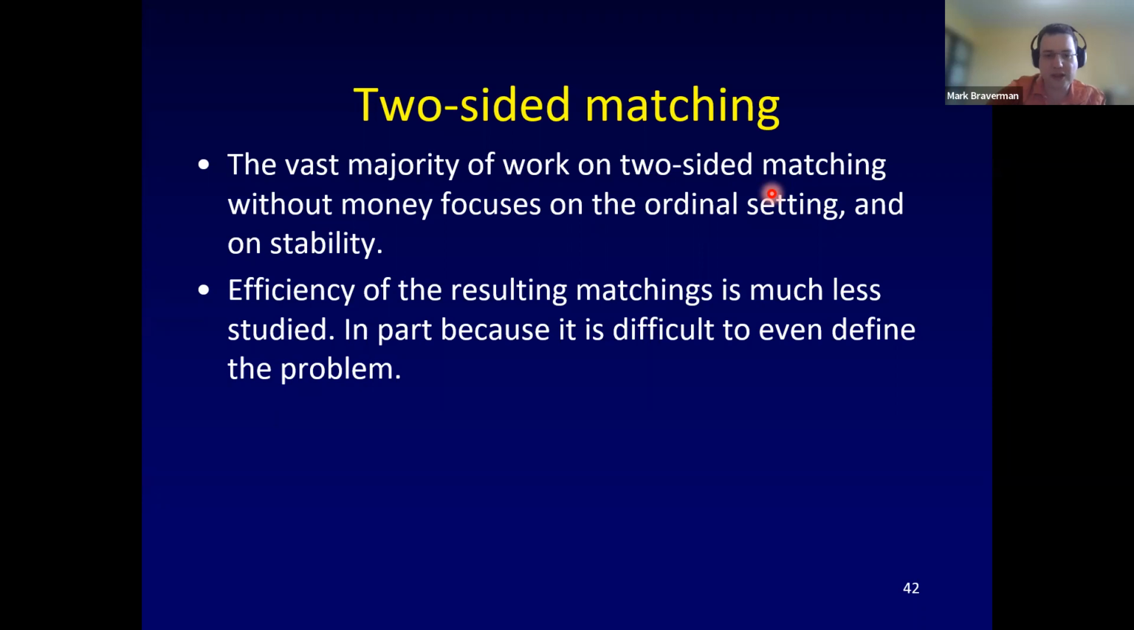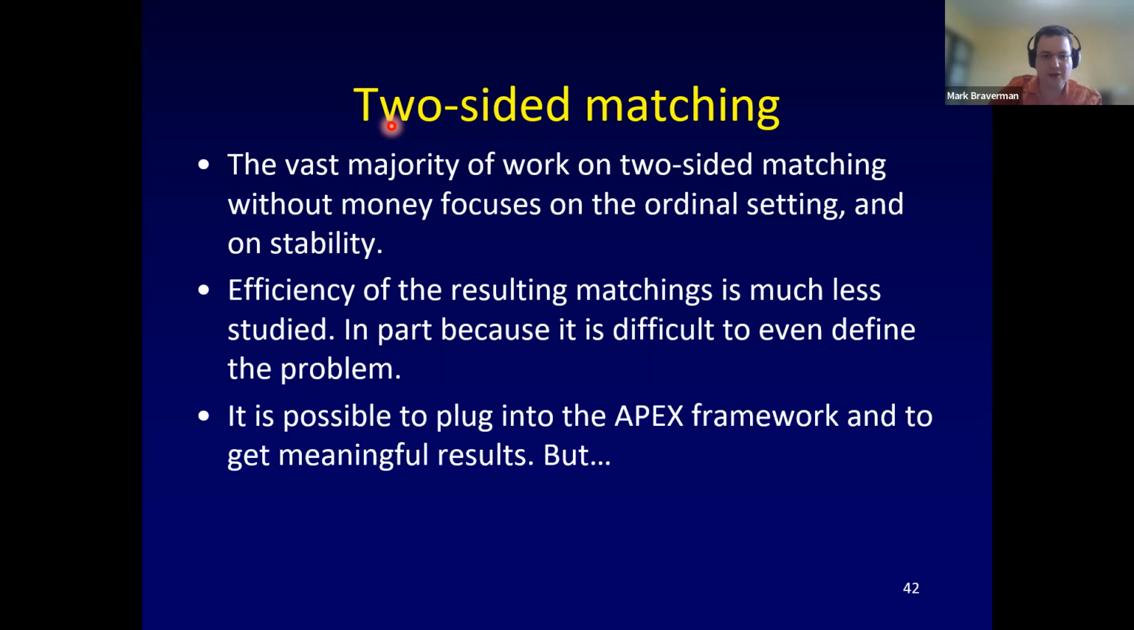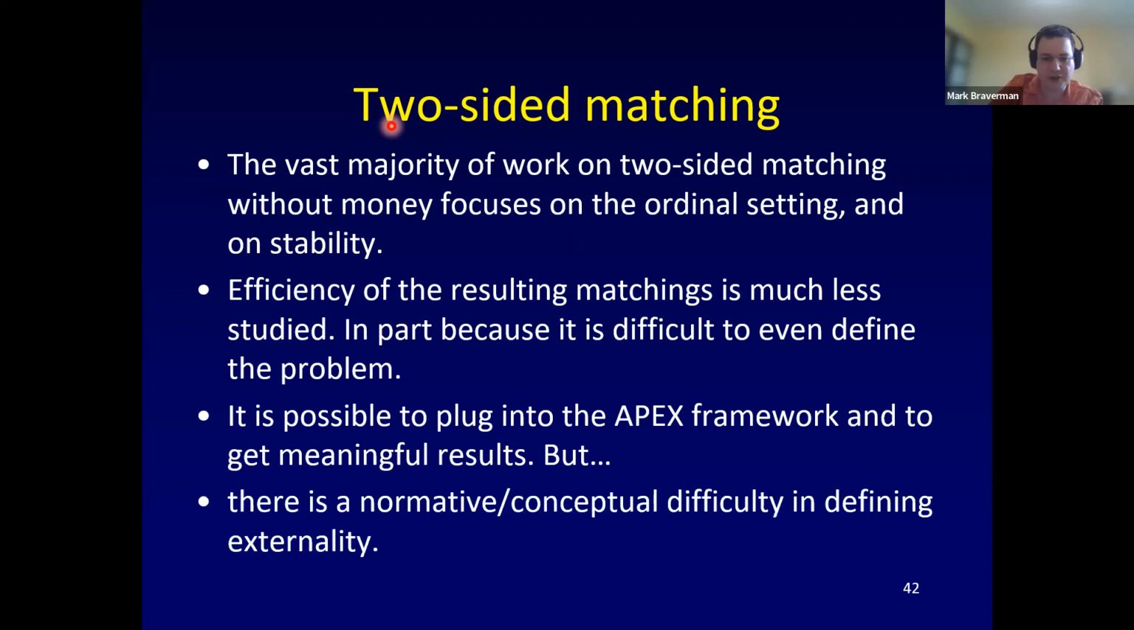So to wrap up, a third example that I'll mention only briefly is about 2-sided matching. Again, the vast majority of 2-sided matching work is without money, is in the ordinal settings where you have rankings, and it talks about stability, so the stable matching problem and its extensions. And efficiency is much less studied, in part because it's very hard to even define efficiency. You can plug it into this framework as is. It's just another optimization problem over bistochastic matrices.